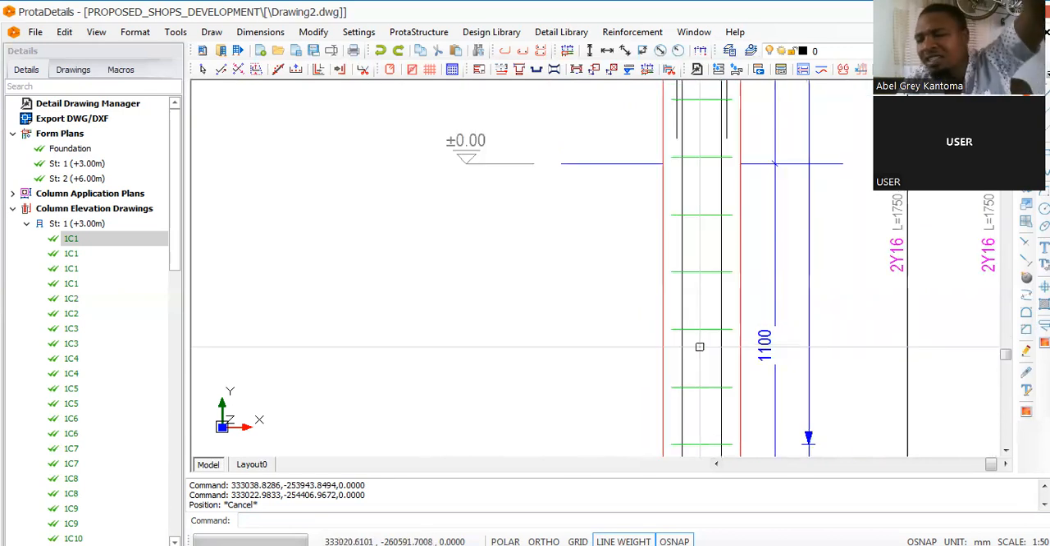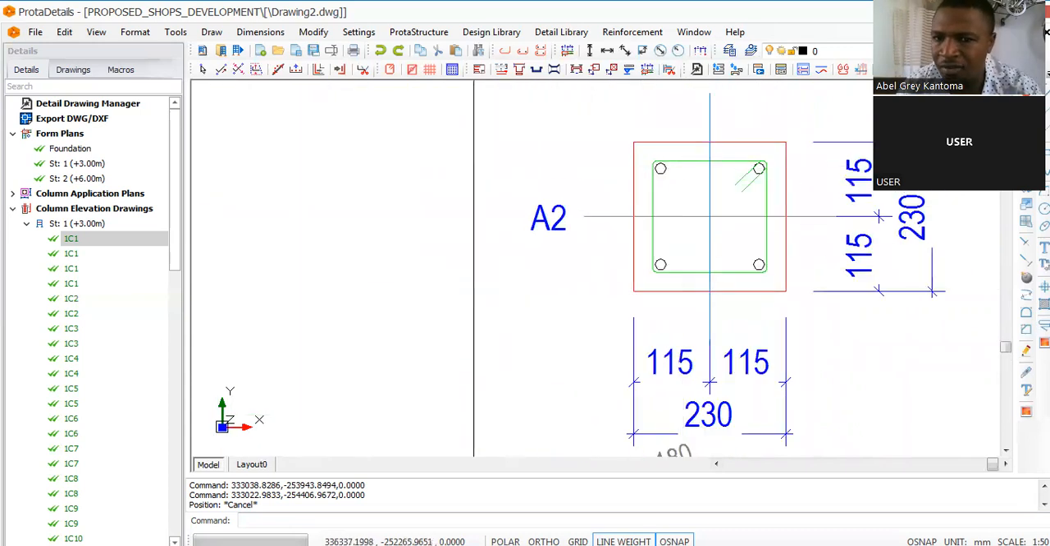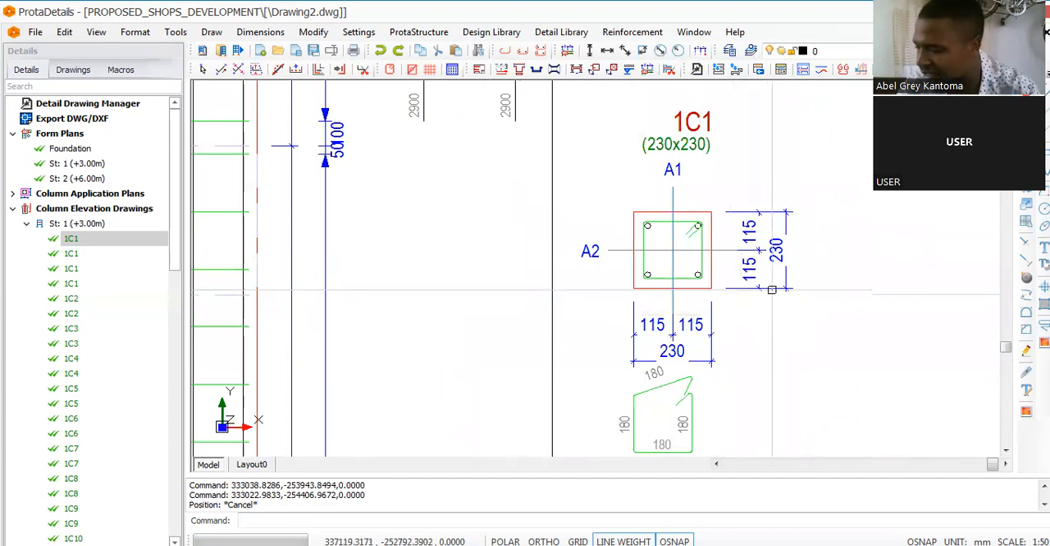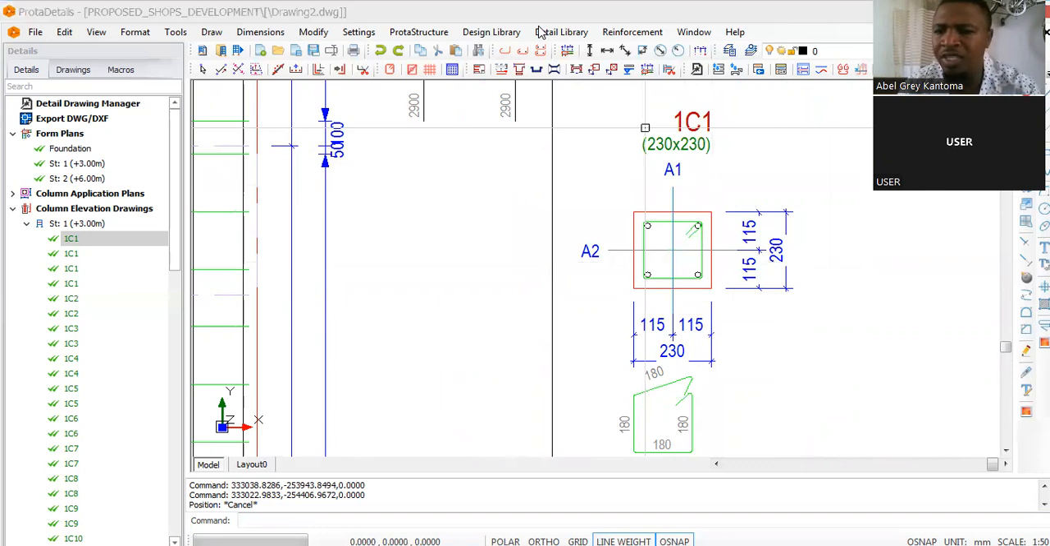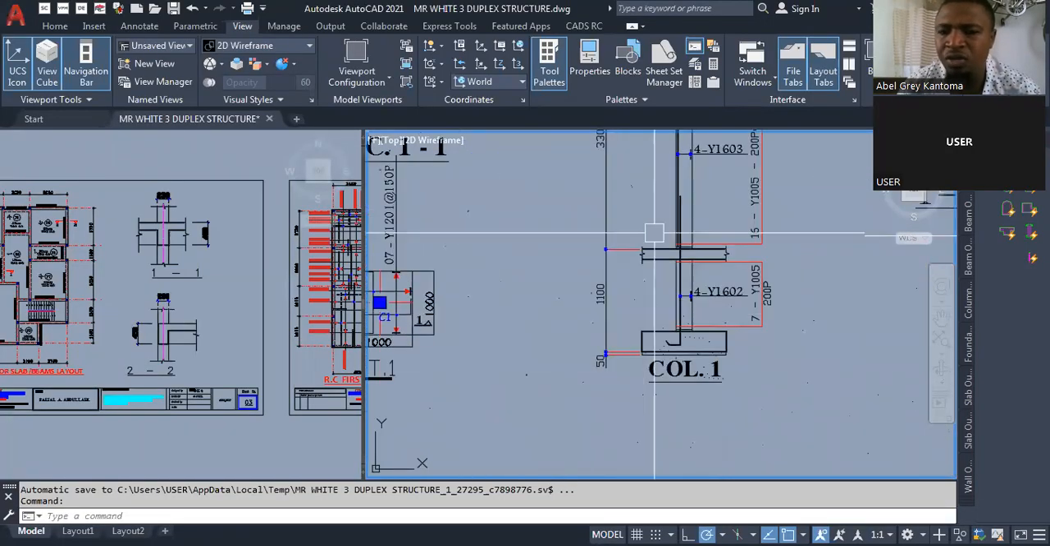But when you are looking at it from a plan view, you are going to see it like this. 4 reinforcement, 1, 2, 3, 4, because this is 4x16 on a 230 by 230 size of column. So when you look at the one we did in AutoCAD, the only difference is just in the representation, but it's the same column that we are talking about.